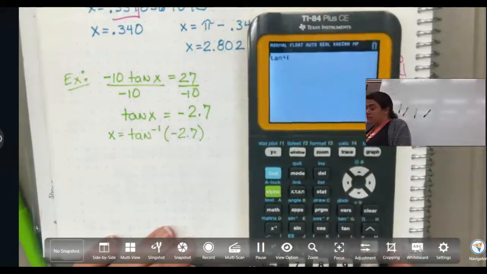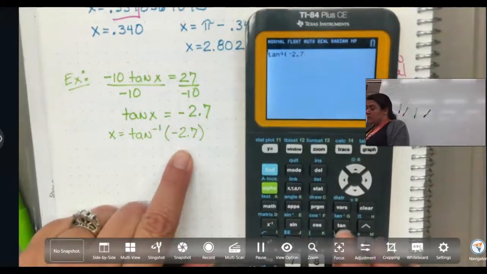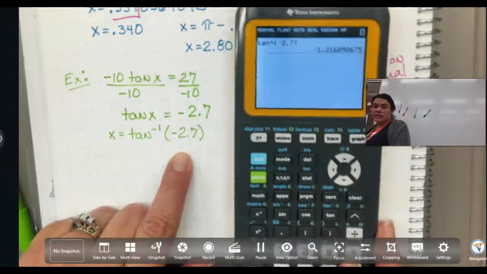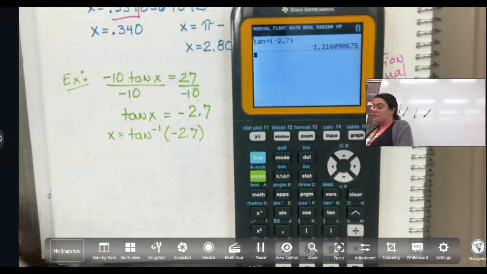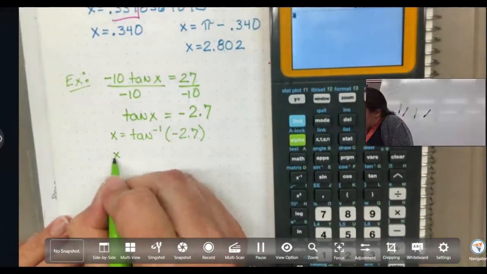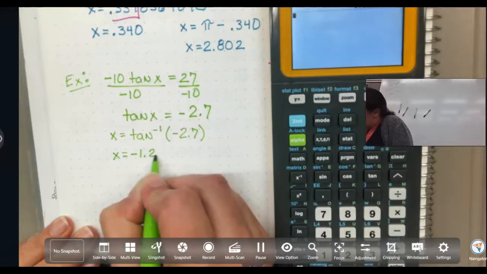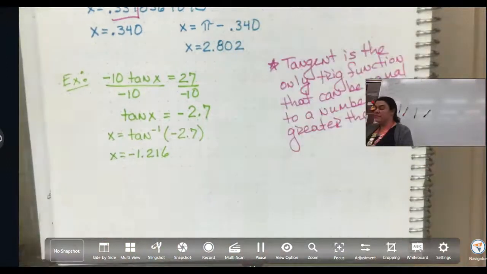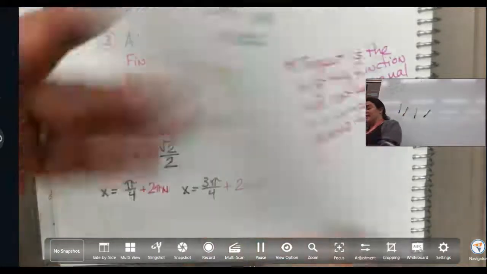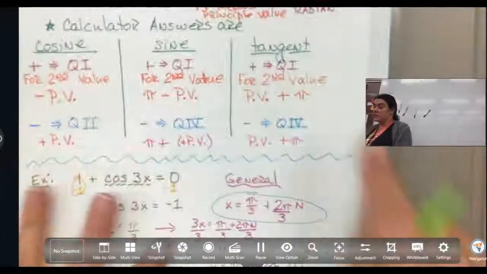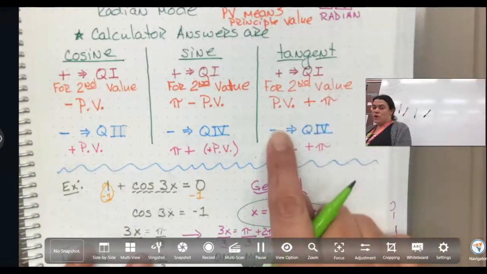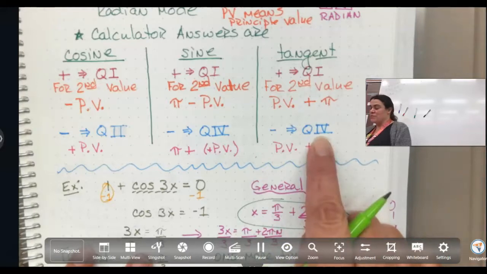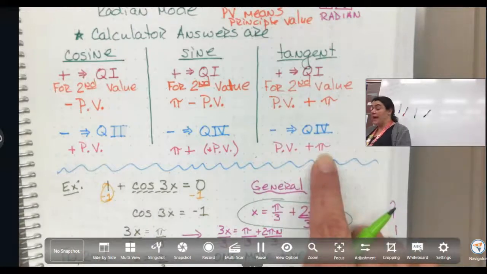So when I hit inverse tangent, negative 2.7, there we go, I end up with negative 1.216090675. So that tells me x equals negative 1.216. Problem is, let's look back and see. If I got x equals negative 1.216 for tangent, positive values will give me an answer in quadrant 1. Negative values are going to give me an answer in quadrant 4. I don't want quadrant 4. So I take that principal value and I'm going to add pi.